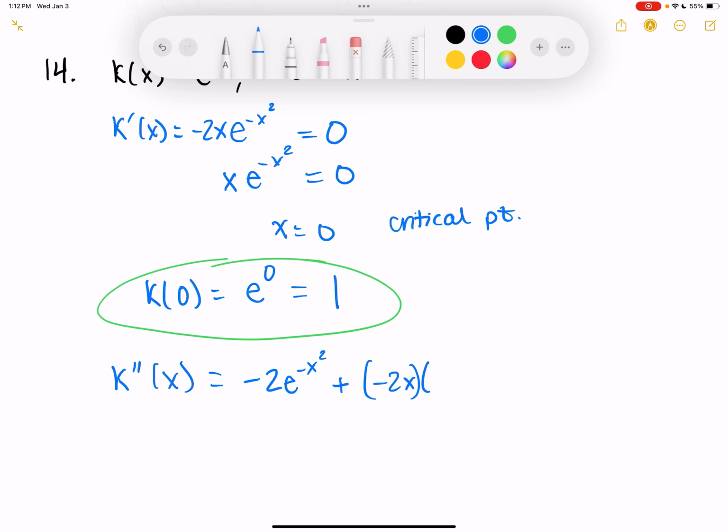So it's e to the negative x squared times negative 2x. So it's just the first part. Correct. That's why I was waiting for you to recognize. All right, so we've got negative 2 e to the negative x squared plus 4x squared e to the negative x squared.